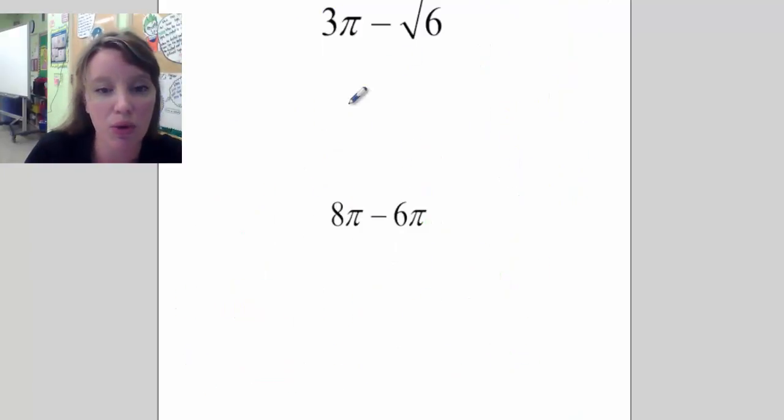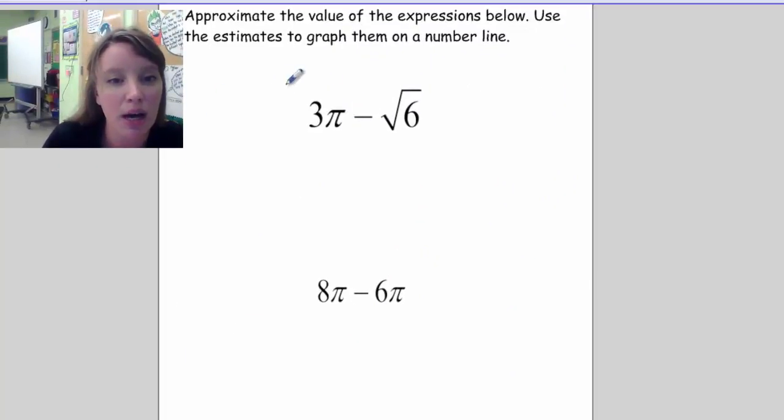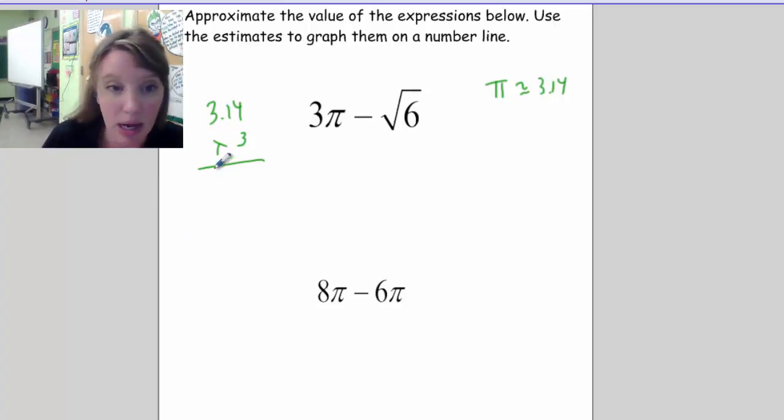Okay, let's try a couple more statements here. Now, again, let's say that pi is approximately equal to 3.14. So 3.14 times 3 is going to be 9.42.